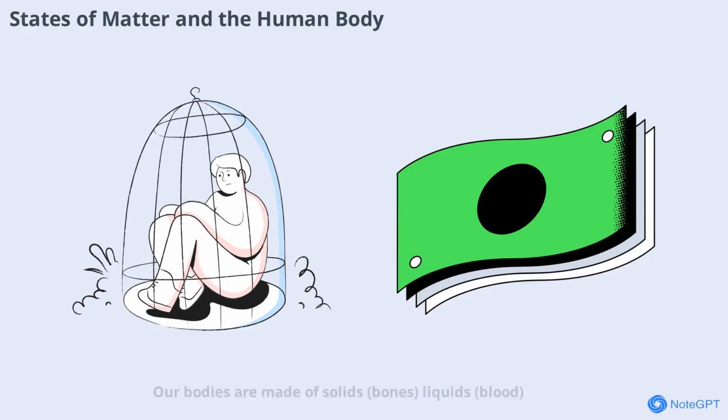Our bodies are made of solids (bones), liquids (blood), and gases (oxygen in our lungs). Even plasma is present in our blood. Knowing how these states work helps doctors keep us healthy and helps us understand how our bodies function.